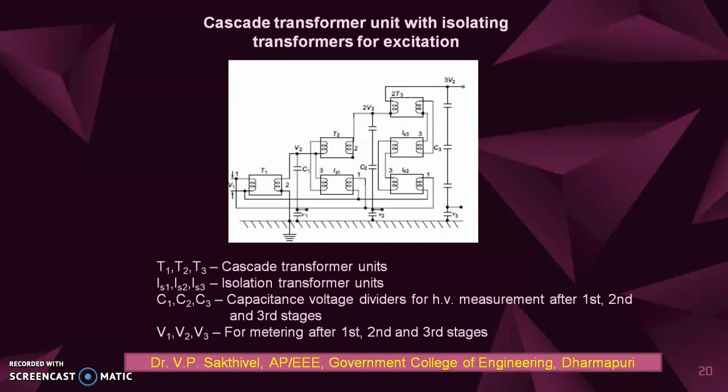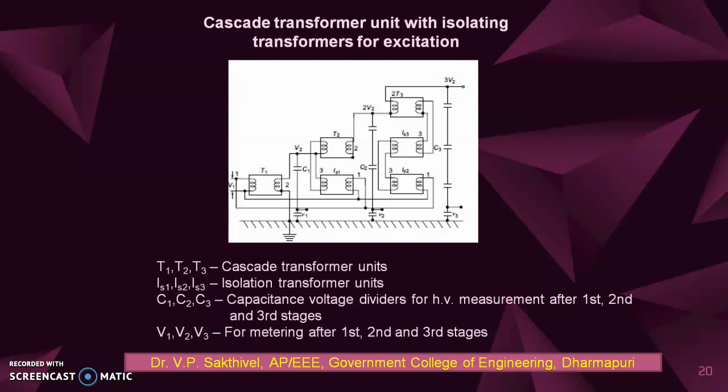This scheme is also very expensive and requires more space, whereas the advantage of this scheme is that natural cooling is sufficient, and the transformers are light and compact. Furthermore, the transportation and assembly are also easier.